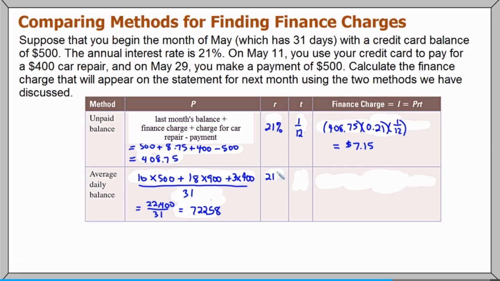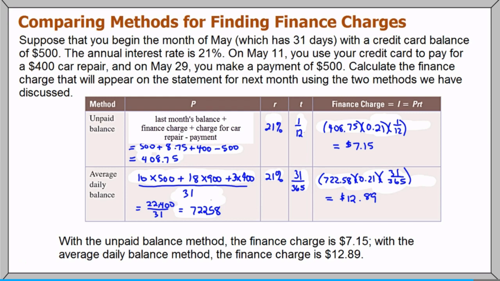R is still 21%, but T is 31 divided by 365 for the average daily balance method. To find the finance charge for this method, we multiply 722.58 times 0.21 times 31 divided by 365 to get a finance charge of $12.89. Therefore, with the unpaid balance method, the finance charge is $7.15. With the average daily balance method, the finance charge is $12.89.